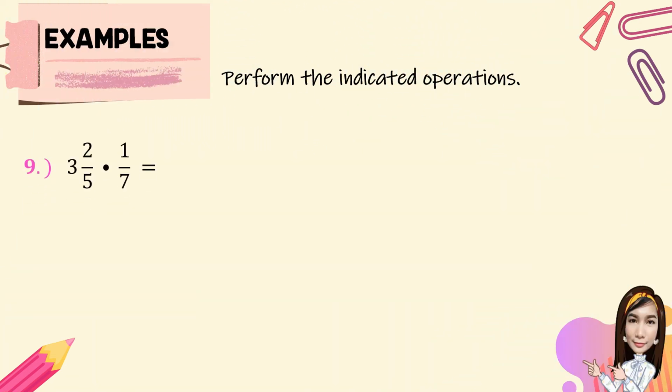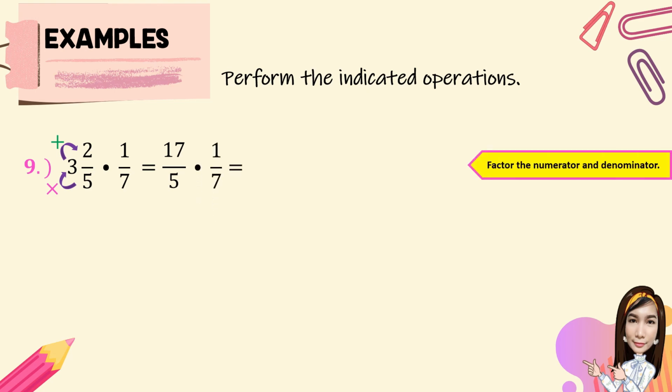For number 9, we have the given 3 and 2 over 5 times 1 over 7. So first, we're going to change the mixed number into improper fraction. So simply multiply 5 times 3 is equal to 15 plus 2 is equal to 17 over, copy the denominator 5. Times 1 over 7. Then factor the numerator and denominator. Now as you notice, 17, 5, 1, 7 are prime numbers.